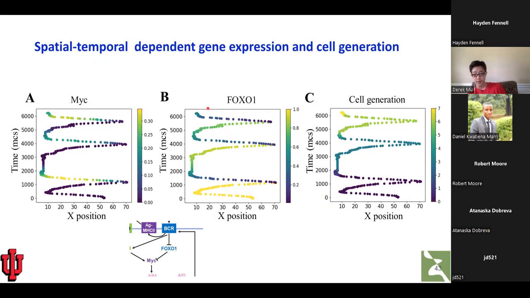Figures A and B on the slide are of the same format as figure B from last slide, but this time they depict MYC and FOXO1. And if you look carefully, it is pretty clear that FOXO1 inhibits MYC because as FOXO1 increases, MYC decreases. And this corresponds to our gene network, which I've copied and pasted below.